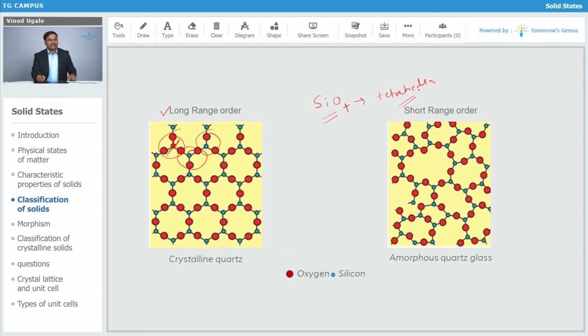But in case of the amorphous one, what is the case? The geometry or the structure or the shape is not continued for the long range, it is there for the short range order. So somewhere they are connected properly, but somewhere you can see here the shape is not proper. So in case of long range order in crystalline solids, the definite pattern is repeated periodically over long distances, therefore it is called long range order. In case of short range order, the definite pattern is not repeated. It is random throughout the system.